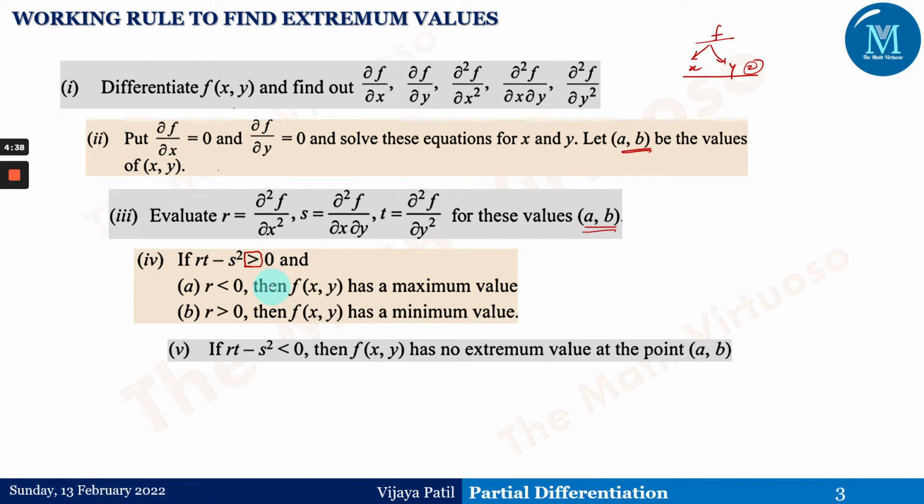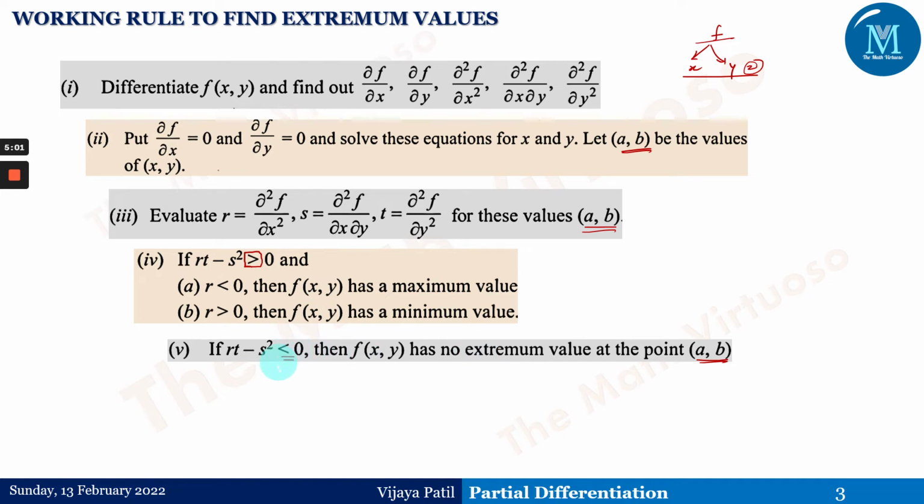So if it is greater than 0, then maxima or minima will exist at these points. But if it is less than 0, it means f of x comma y has no extremum values at the point a comma b. We are just talking about the scenario around this point a comma b, whether the function has maxima or minima. If it is greater than 0, then maxima or minima exist.